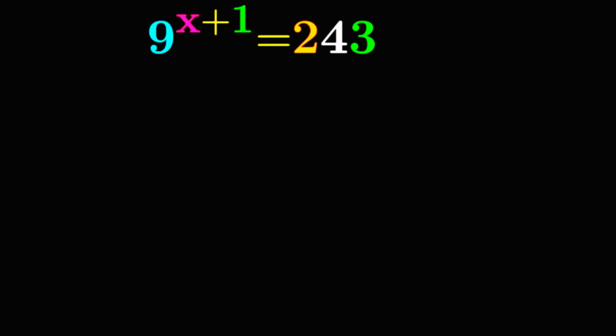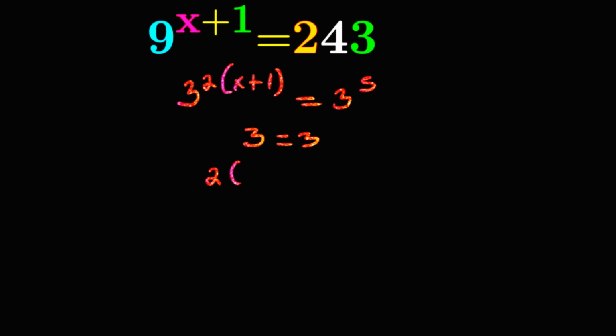So we can write 9 as 3 raised to power 2, and then we have x plus 1. Then you can write 243 as 3 raised to power 5. So as you can see, the bases are the same. That is, 3 is the same as 3. So it means, therefore, that the powers are also the same.